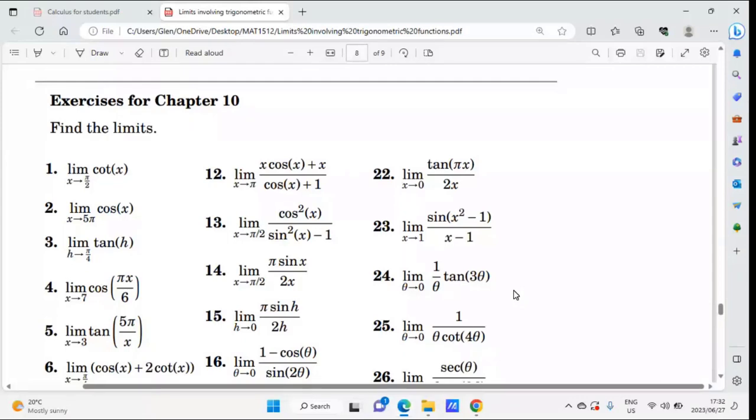Okay, what I got is pi sine pi x over 2 pi cos pi x. I then separated the limit into the limit of pi over 2 cos pi x as x approaches 0 times the limit of sine pi x over pi x as x approaches 0. Did you get that?